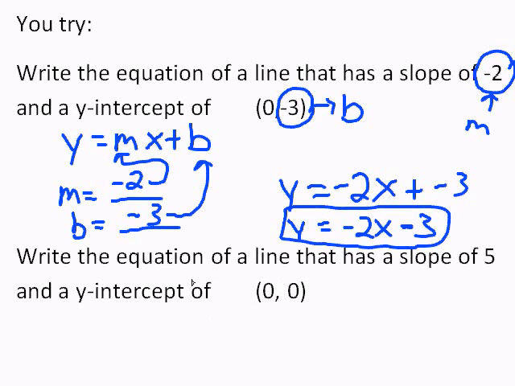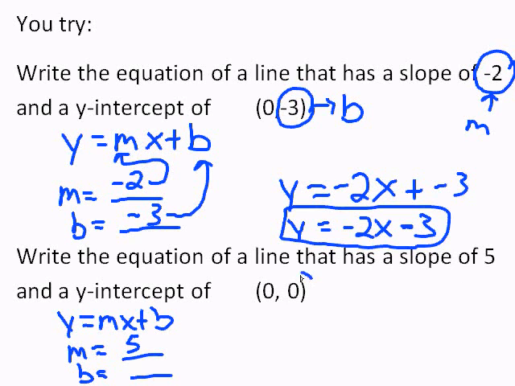Go ahead and try to write the equation of the line right here if you have not done so already. Notice it has a slope of 5, so again we're going to write the equation in slope-intercept form. And we need to find m and b. Our slope is 5, so our m is 5.